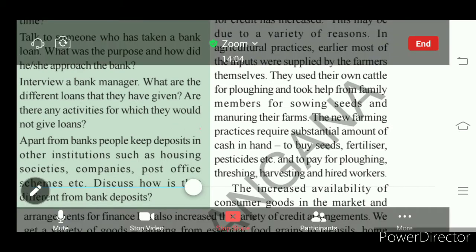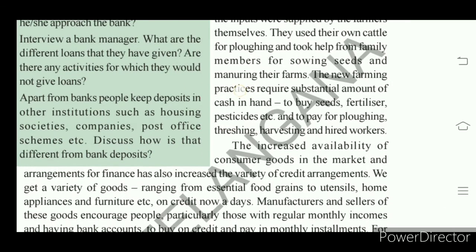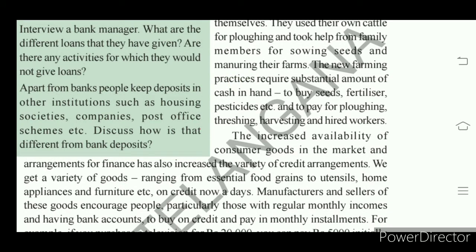If you see, somebody may take a loan for higher education, somebody wants to arrange the marriage of a daughter, somebody wants to construct a building, somebody wants to start a business. So like this, various reasons are there for the question: why do people require credit?